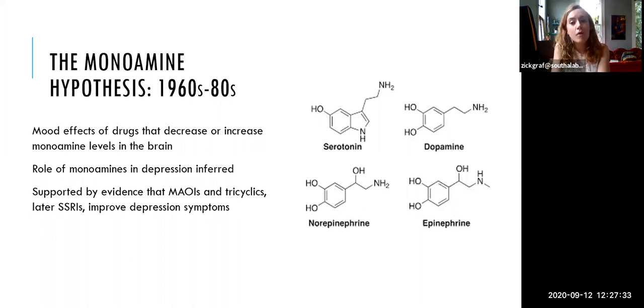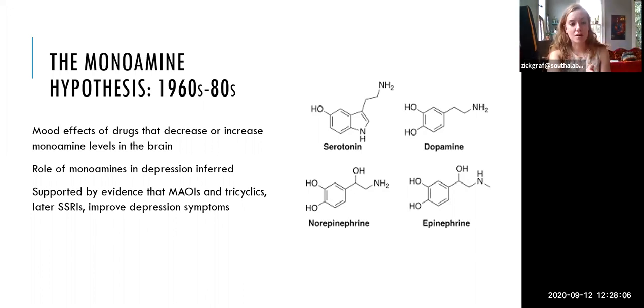So the role of monoamines in regulating mood was inferred from the fact that these drugs that all impact the monoamine system also impact mood. And then through a series of scientific studies using monoamine drugs as treatment for depressed patients, this theory was supported by findings that monoamine oxidase inhibitors, tricyclic antidepressants, and later selective serotonin reuptake inhibitors improved depression symptoms in at-risk patients.